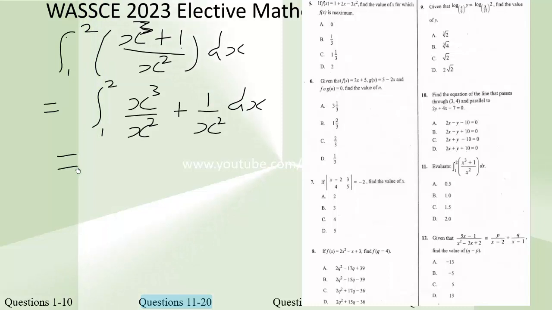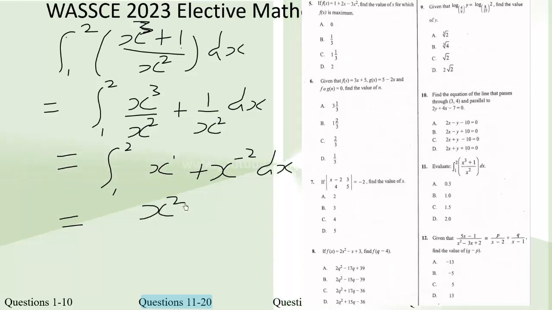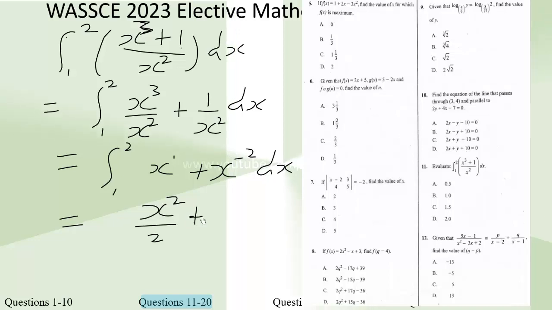So what you do next is to simplify. So integral from 1 to 2, x cubed over x squared is x, which is the same as x exponent 1. Then we have 1 over x squared, which is the same as x exponent negative 2, using the laws of exponent. So now we can integrate. When we integrate x exponent 1, we get x exponent 1 plus 1, which is x squared over 2. Then we integrate x exponent negative 2, we get x exponent negative 2 plus 1, which is x exponent negative 1 over negative 1, plus c.